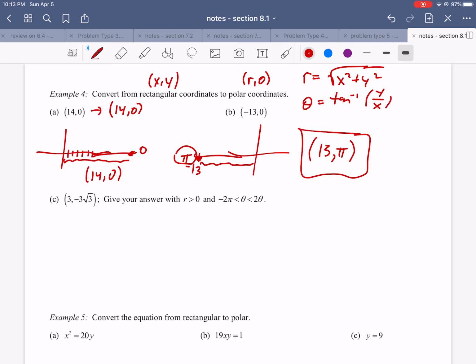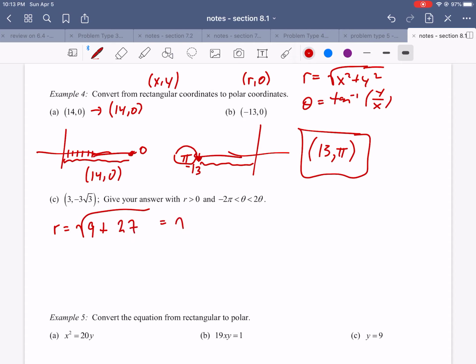Okay, letter C, probably not going to be able to get away with just graphing that. And so we are going to have to use these equations here to make this conversion. And so let's go ahead and do that. So if we want the radius, then that's going to equal the square root of x squared, which is 3. So 3 squared is 9, plus that y-coordinate squared, which, and you're more than welcome to use your calculator to do that, you're going to end up with 27.